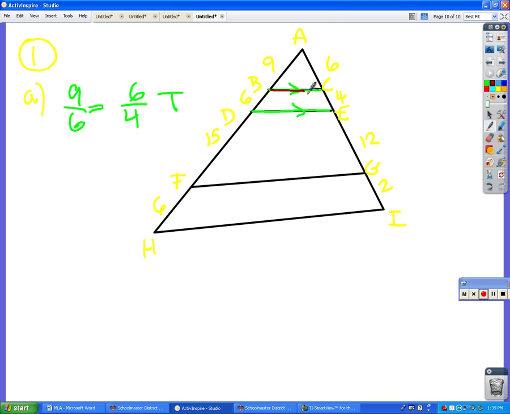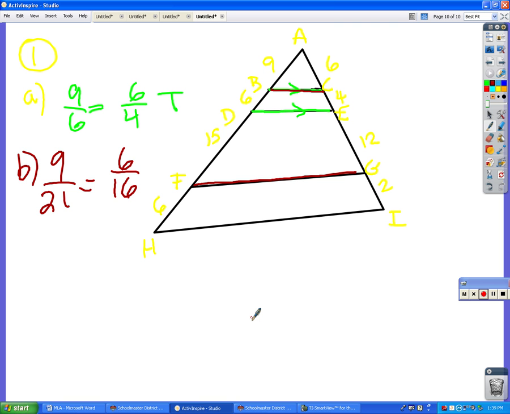I want to know if this line right here is parallel to this line right here. So I have to completely ignore this line in the middle. What I need to figure out here is 9 over this whole side right there, the distance between B and F. So 9 over 21. Does that equal 6 over this whole distance right here, which is 16? Whoops, and I wrote 12.